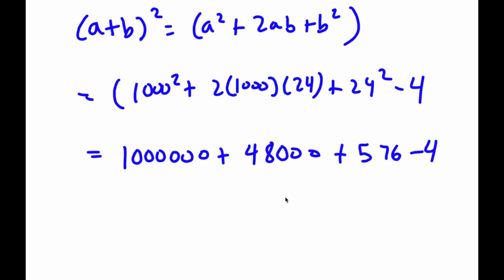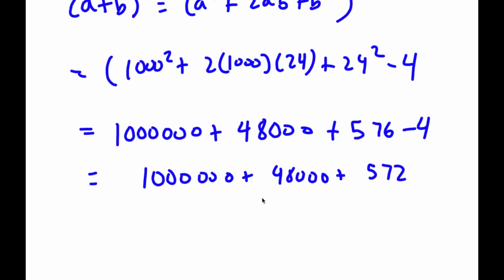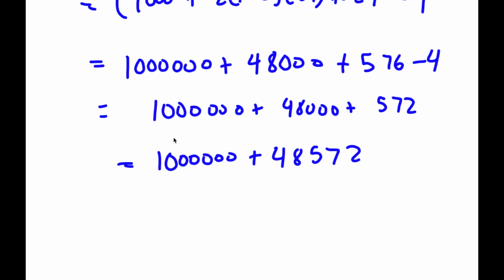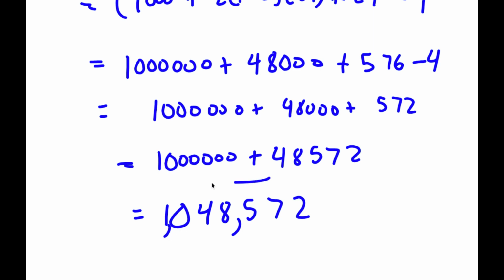So now I'm going to go ahead and simplify all of this. So 1 million plus, let's first start from the end and work our way up. So 576 minus 4, that's 572. So now I have 1 million plus 48,000 plus 572. Now 48,000 plus 572, that's equal to 48,572. So now I have 1 million plus 48,572. And finally, 1 million plus 48,572, that's just going to be 1,048,572. So this is my answer.